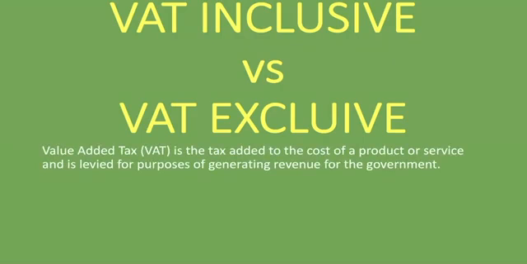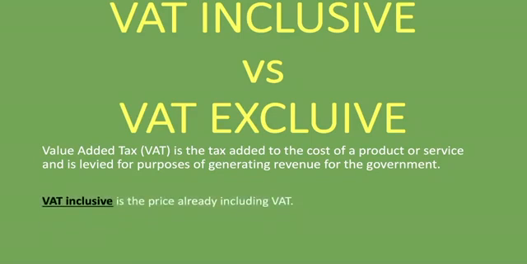What is VAT? Well, VAT is the tax added to the cost of a product or service and is levied for purposes of generating revenue for the government. So the government is the one that sets the VAT rate that is charged to goods and services that are VATable. Obviously, some goods and services do not have VAT because they're either exempt or zero rated. But here we're going to look at how to calculate VAT when you're given amounts.